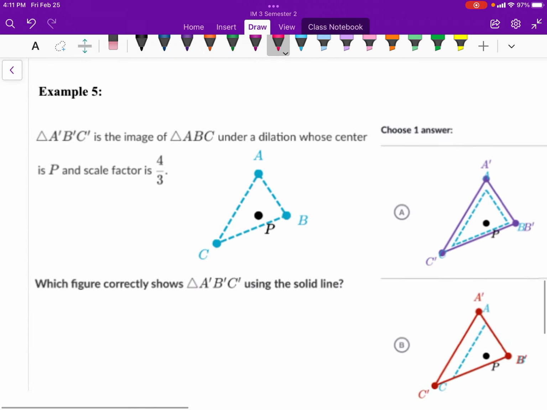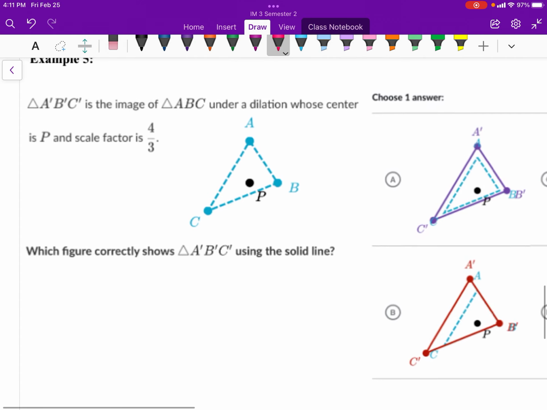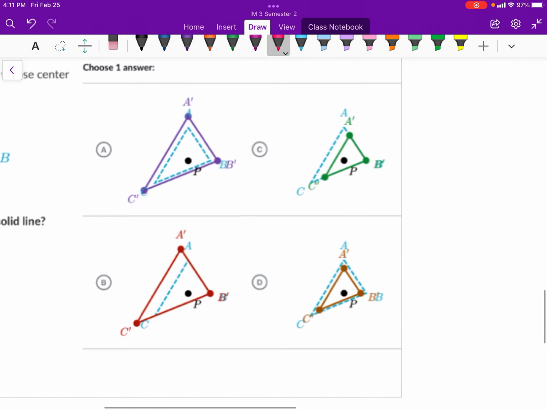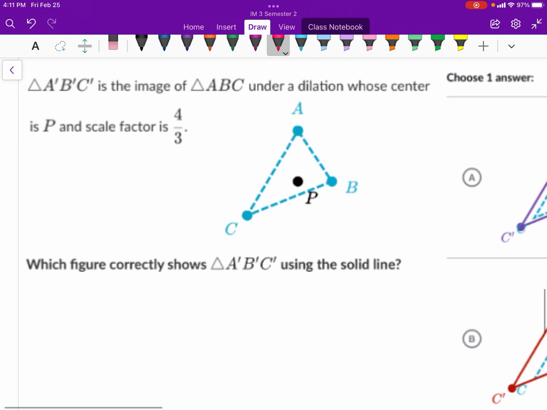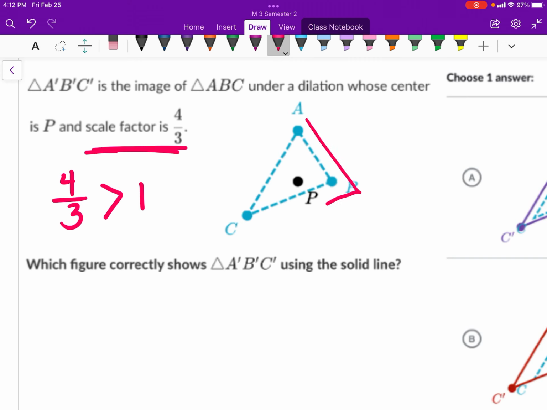All right, so let's take a look at this last one, guys. In this last one, we want to see which one of these images represents the dilation we want. It says triangle A prime, B prime, C prime is the image of triangle ABC under a dilation whose center is P and scale factor is 4/3. The first thing you want to check is your scale factor. Is the scale factor greater or smaller than 1? And for us, thankfully, it's greater than 1, which means that your new image should be slightly bigger than the original one.